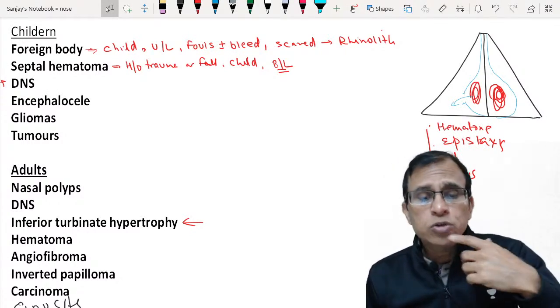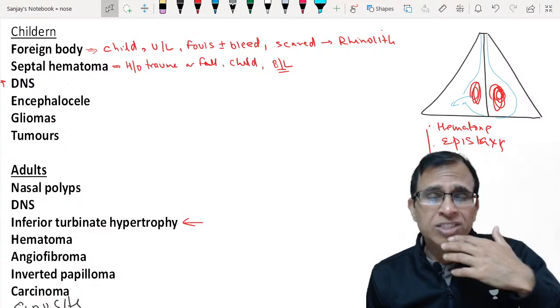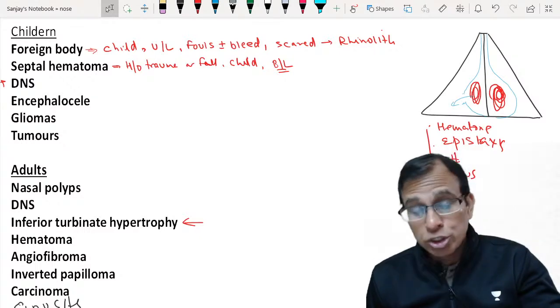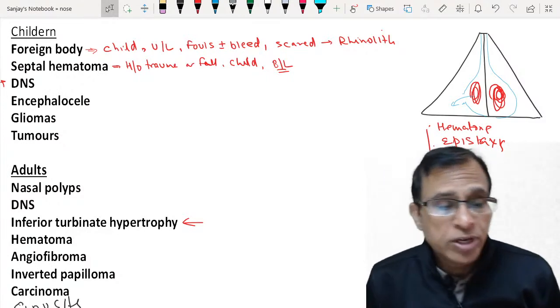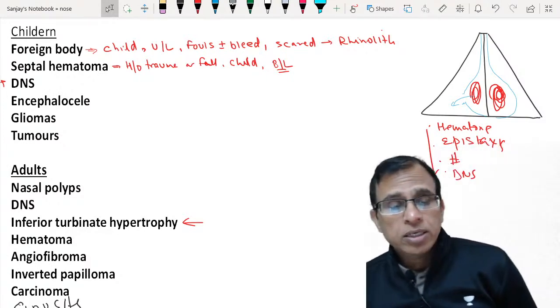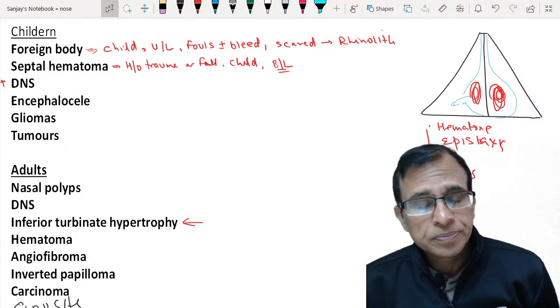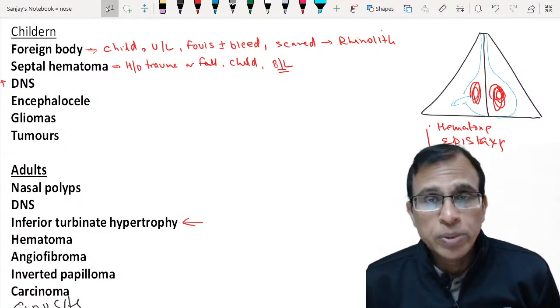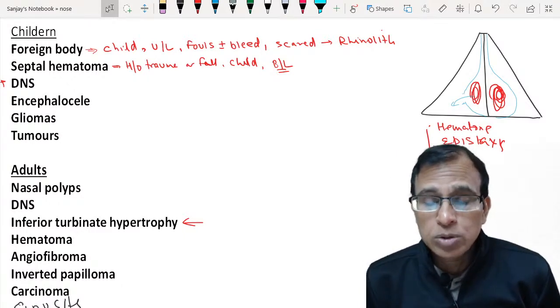And the child is usually not giving a history, because this child has also fallen down. The child may be crying. You're not sure what is there. And if you can know that this is coming from the middle wall, then you are absolutely sure it is septal hematoma. And then you can do this probing, and it's quite useful in making the diagnosis.